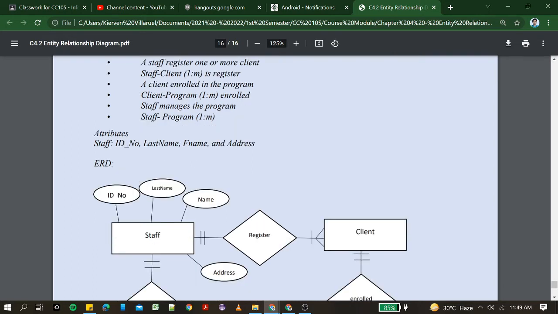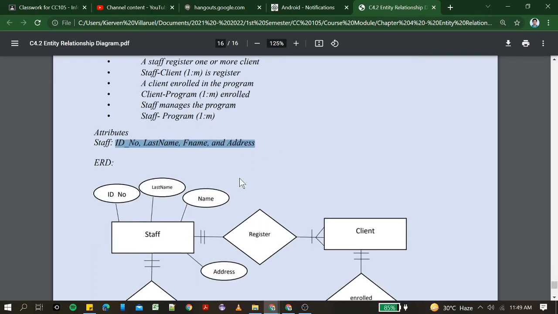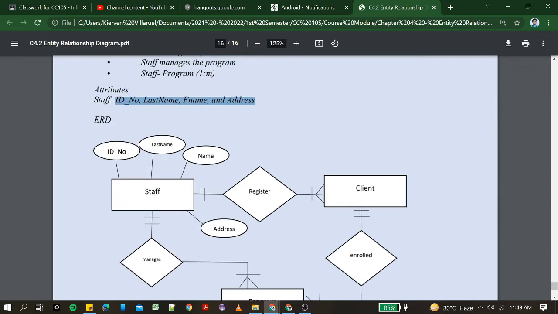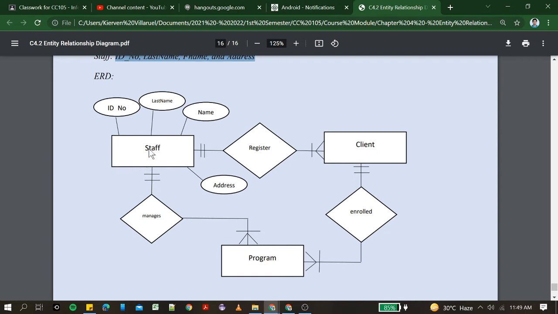Then we have the attributes for the staff, and these are the following. Okay? Then we can develop the ERD. So we have here the staff, and these are its attributes. So a staff can register one or more than one client.